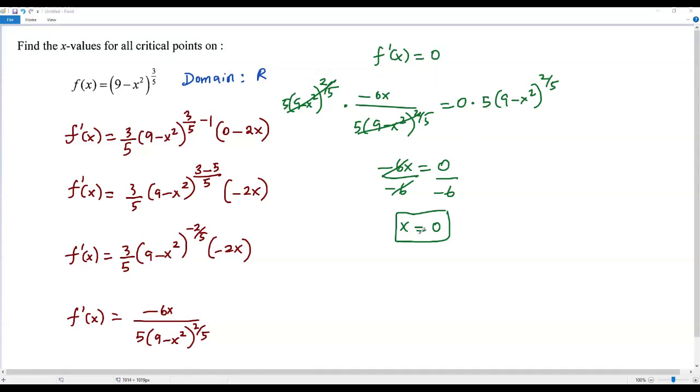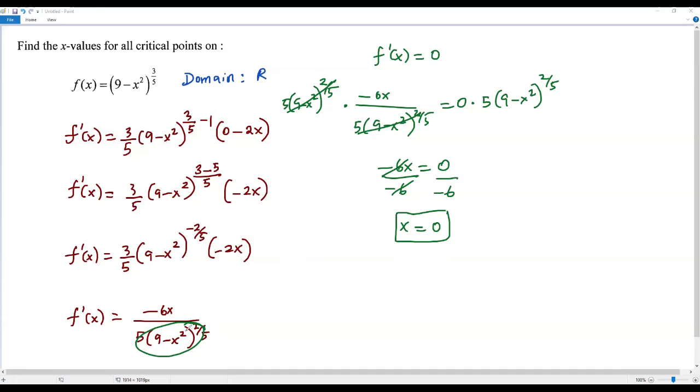Okay, so now we may have a question. Is this the only value we have for x at a critical point? No, we have to do one more check. That is, we have to find the value of x for which f prime of x becomes undefined. Actually, on the right side we have a fraction. If the denominator becomes 0, automatically the value of this fraction becomes undefined. That is, f prime of x becomes undefined. So for what value of x does the denominator become 0?